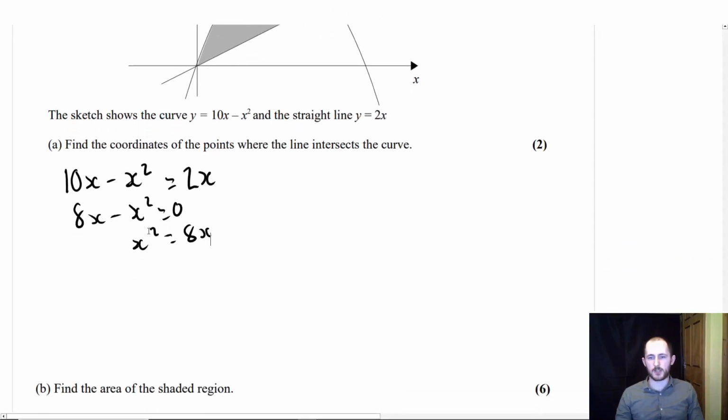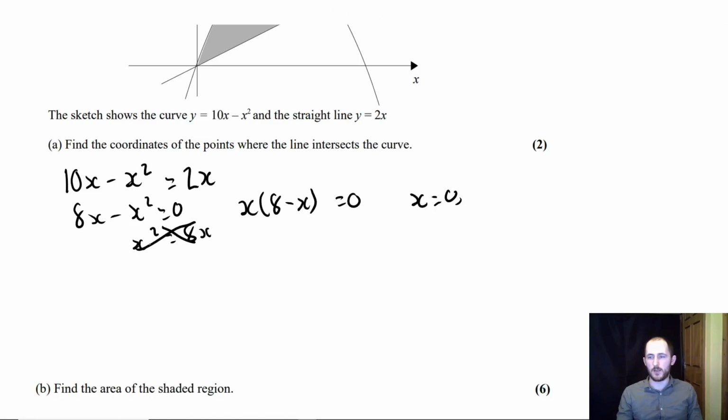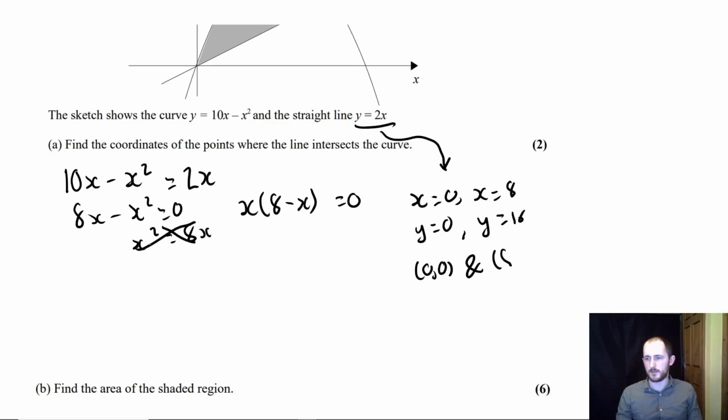Now, actually, I'm going to go back a step. Factorize out an x, you get x, and then 8 minus x equals 0. So the two coordinates are x equals 0, and, well, not the two x coordinates, I should say, and x equals 8. If x equals 0, then y equals 0 if I'm using this equation here. And if x equals 8, then y equals 16. So the coordinates are (0, 0) and (8, 16).